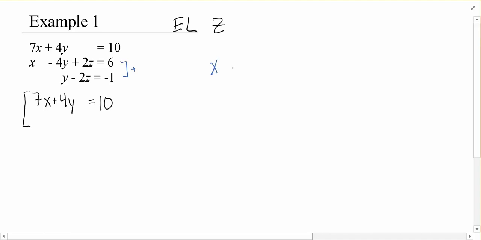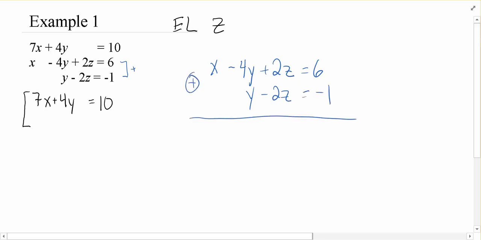So off to the side in my scrap paper land, I'm going to rewrite that equation, and when I add them together, what am I going to get? I'm going to get x minus 3y equals 5. And I'm going to copy this over into the flow of my problem. And I'm going to pause for a second here.